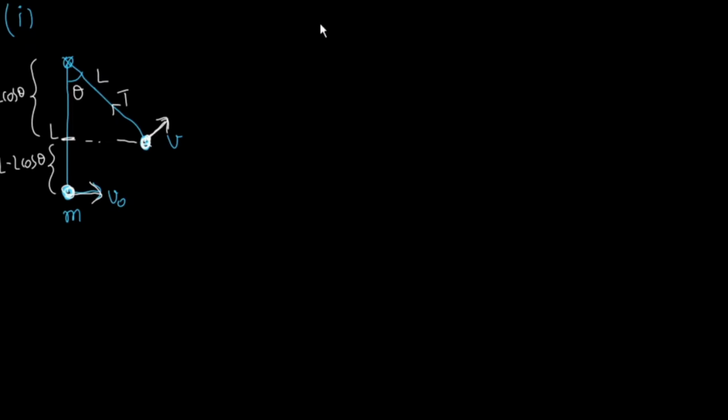So I can find the speed here by writing conservation of energy. Initial energy half m v naught square is equal to final energy half m v square plus mg into L minus L cos theta.